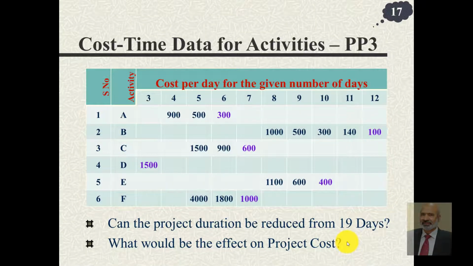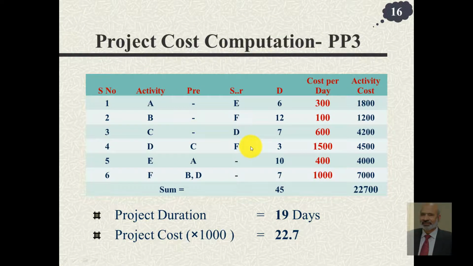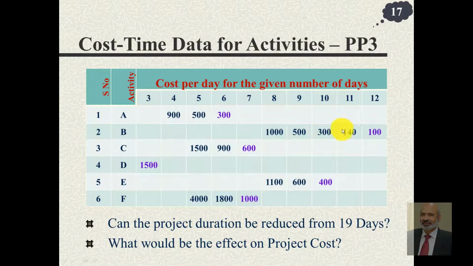This is the additional information that we would need. These were the numbers that we used in the previous slide. Notice 300, 100, 600, 1500. These are the numbers shown in this violet color: 300, 100, 600, 1500, 400 and 1000.